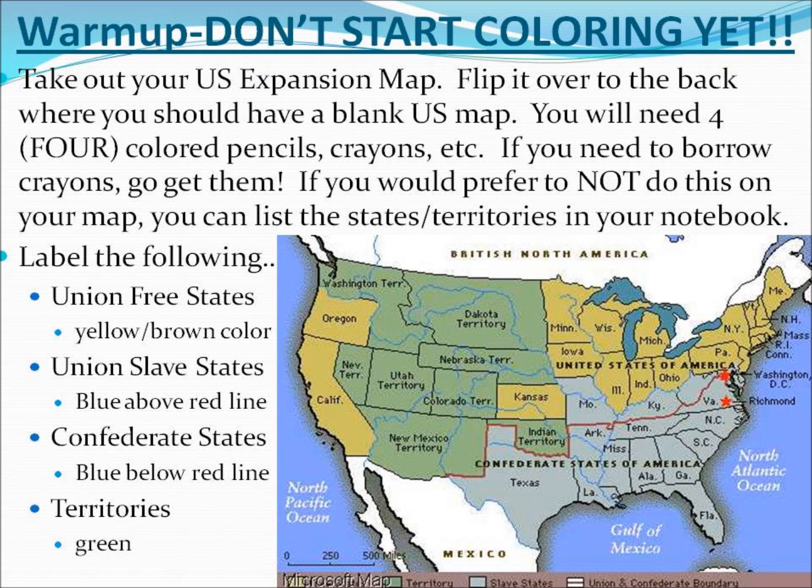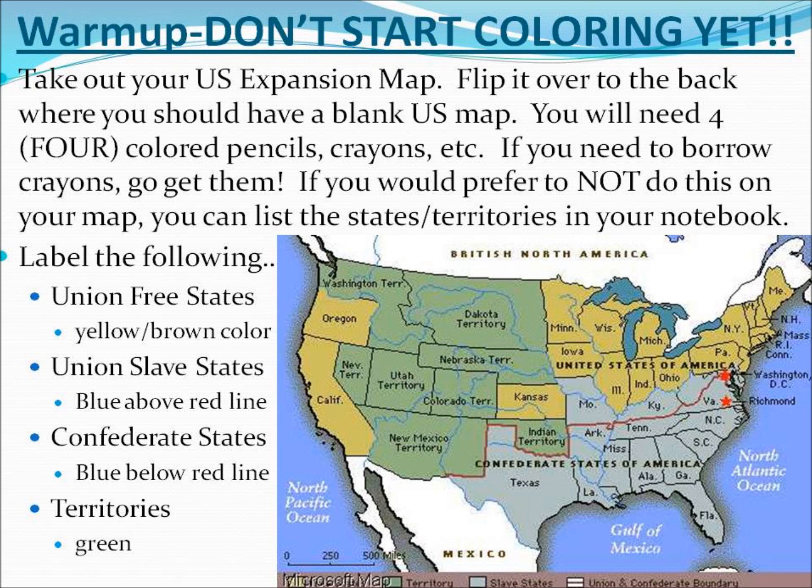So if you take your expansion map and you flip it to the back, there will be a map that has all of the states. And what you need to do now is, either at home while you have a chance, or I guess if we have time we can try to get this in school, but for now let's try to get this done at home. You're going to color in the different parts of the United States in terms of their status during the Civil War.